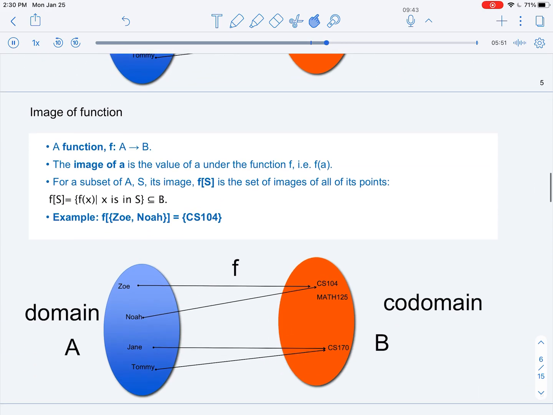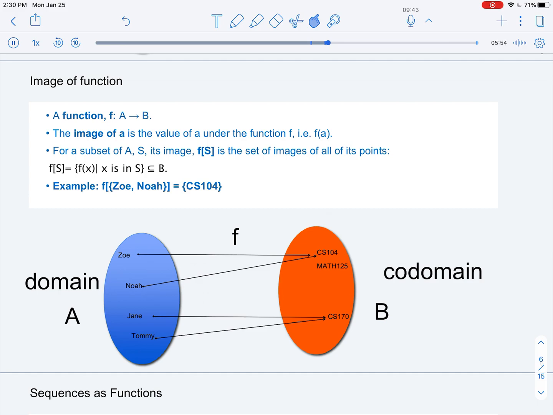Now, let's discuss the image of a function. If we have a function f going from the domain A to the codomain B, the image of an element a of the domain A is going to be the value of a under the function. And we refer to this often as f of a, and f of a is going to be an element of B, the codomain. Now, if we have a subset of the domain S, its image, f of S, is going to be the set of images of all of its points.